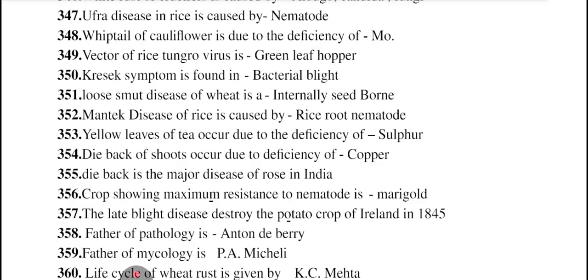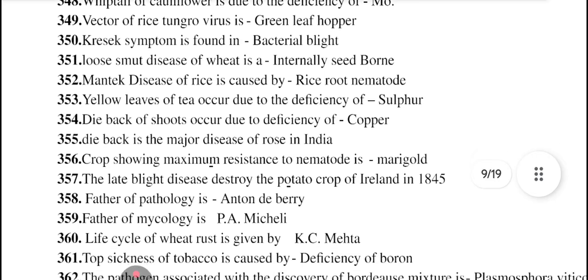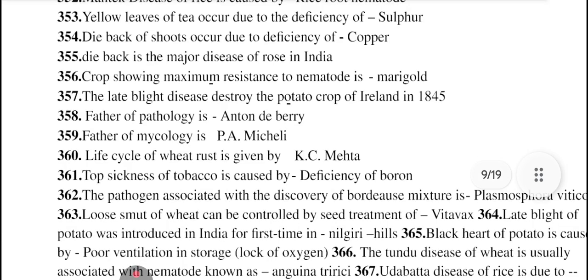Crescent symptom is found in bacterial blight. Loose smut disease in wheat is an internally seed-borne disease. Mentek disease of rice is caused by rice root nematode. Yellow leaves of tea occur due to the deficiency of sulfur. Dieback of shoots occurs due to deficiency of copper. Dieback is the major disease in roses in India. Crop showing maximum resistance to nematode is marigold.